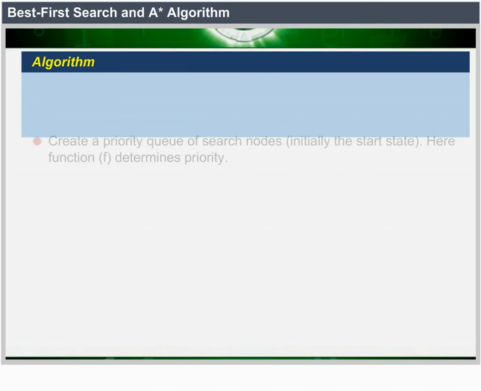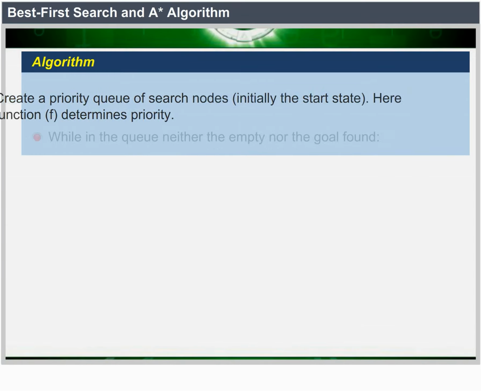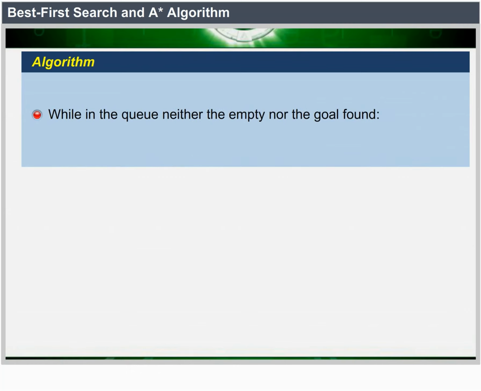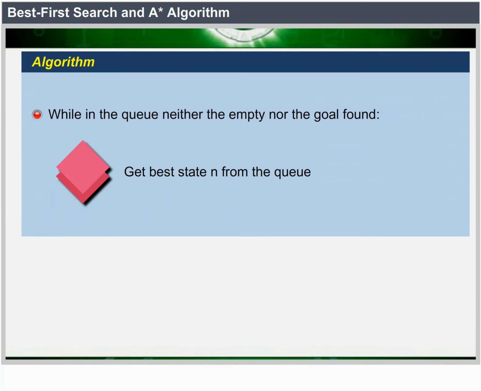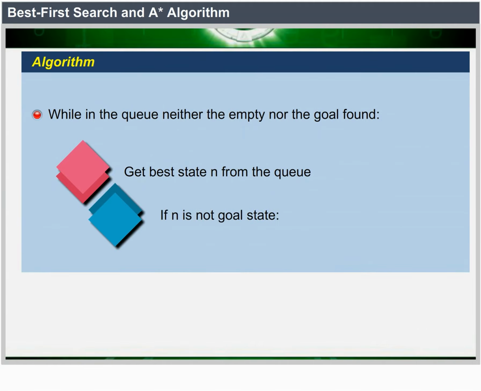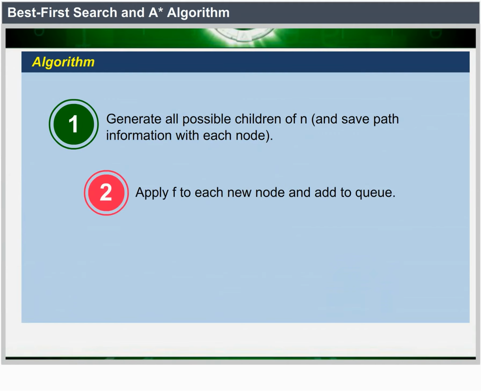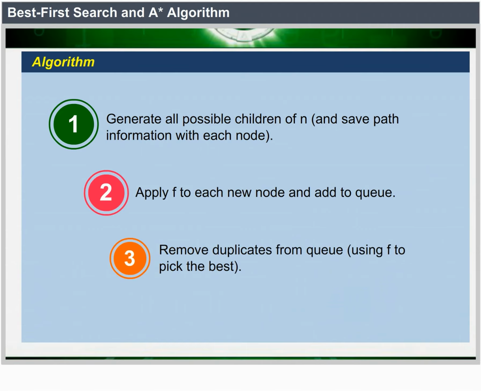Algorithm: create a priority queue of search nodes, initially the start state. Here, function f determines priority. While the queue is neither empty nor has the goal been found, get the best state n from the queue. If n is not the goal state, generate all possible children of n and save path information with each node. Apply f to each node and add to the queue. Remove duplicates from the queue, using f to pick the best.